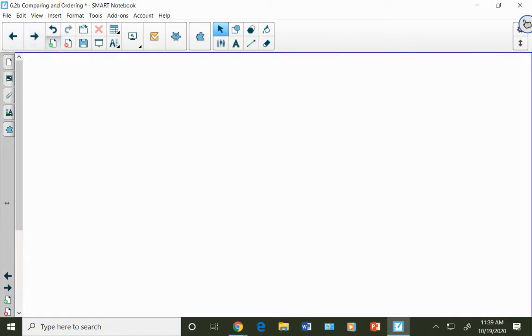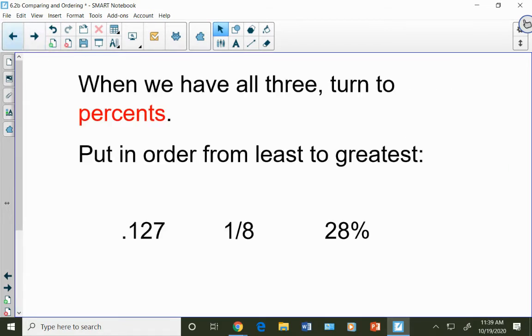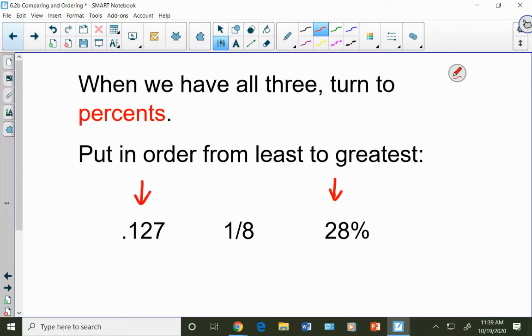All right, let's move on here. Okay. Now, what if we have all three? Mr. Renfro, we got a decimal, a fraction, and a percent. Well, we're going to turn them all into percents. I don't have to do anything to this one because it's already a percent. This one is easy to turn into a percent because we'll do decimal to percent. How do we turn a decimal into a percent? We move the decimal 2 places to the right. Now the decimal is in between the 2 and the 7. So my percentage is 12.7%.